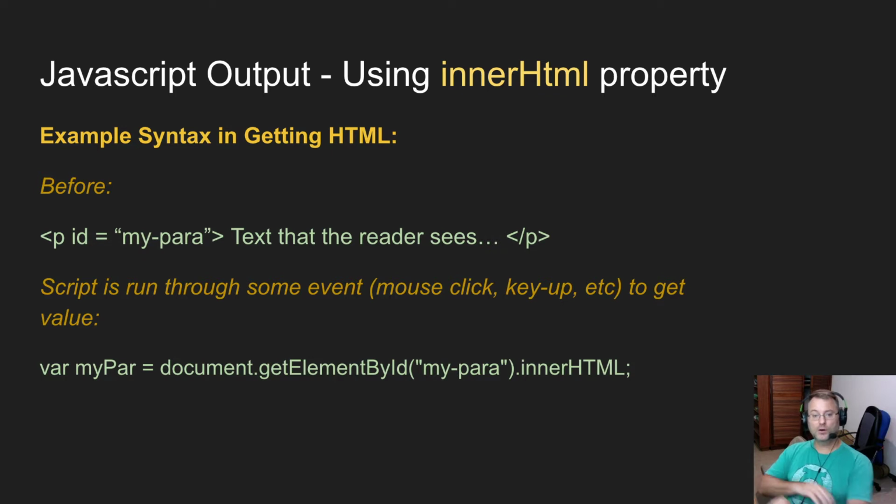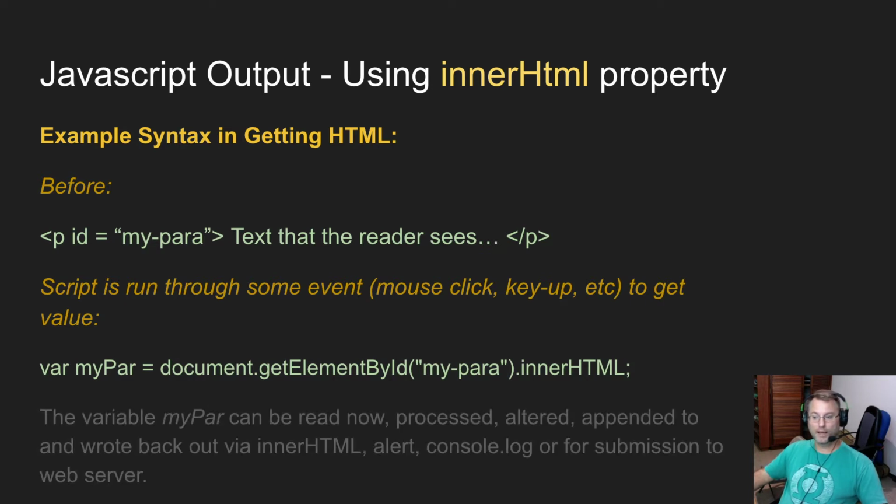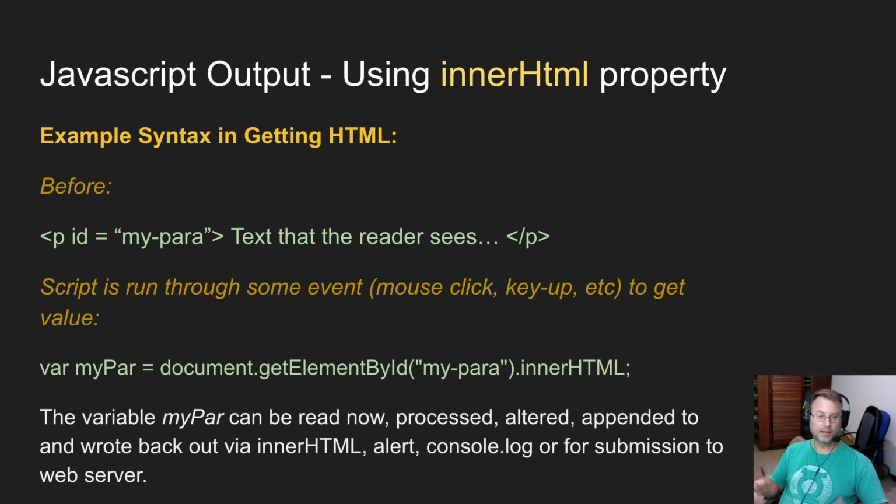And you'll notice here we're left assigning the value that's grabbed from that innerHTML to a new variable called myPar, and that will grab that content and assign it to the myPar variable. Now this can be read, you can process it, you can alter it, you can append to it, you can do a number of different things in JavaScript now that you have the content of that text. You could output it in an alert, another innerHTML element, console.log, or you can even submit it to the server.